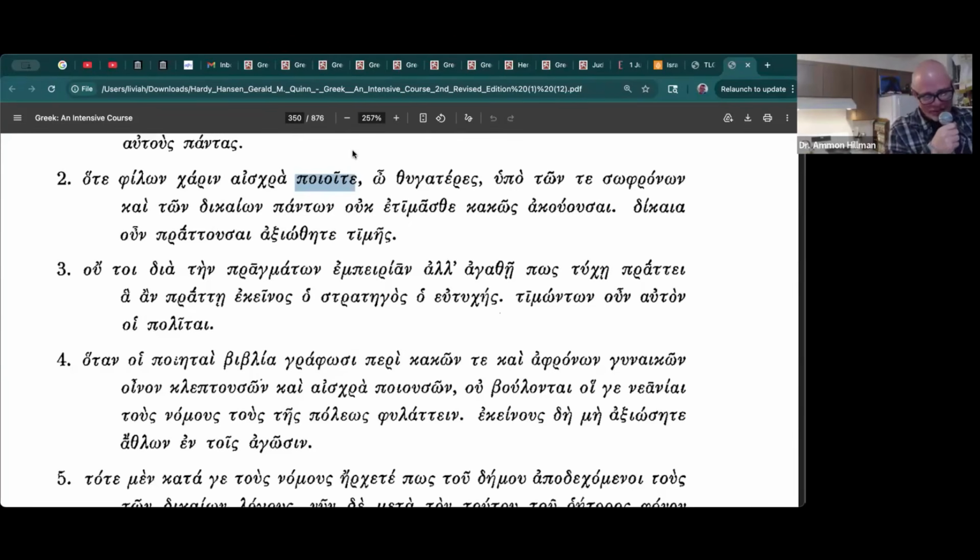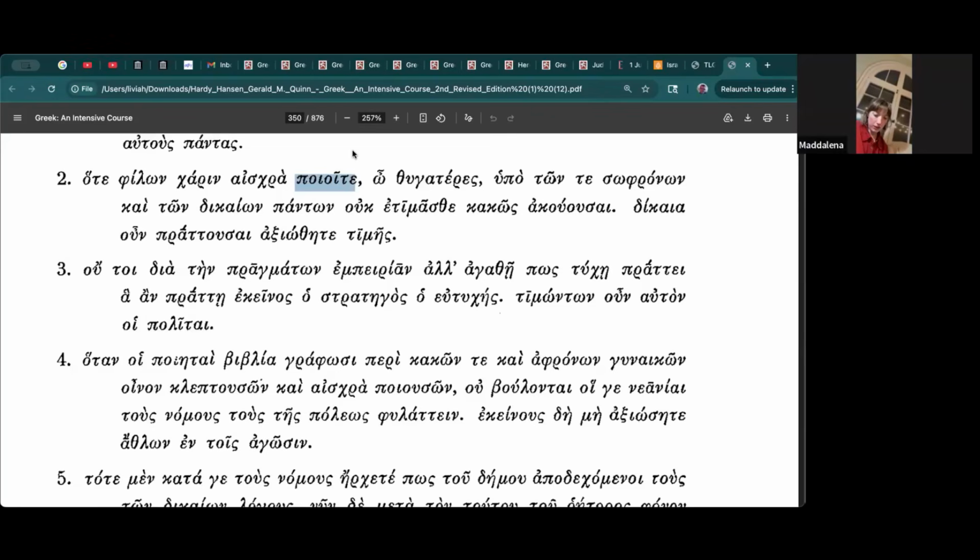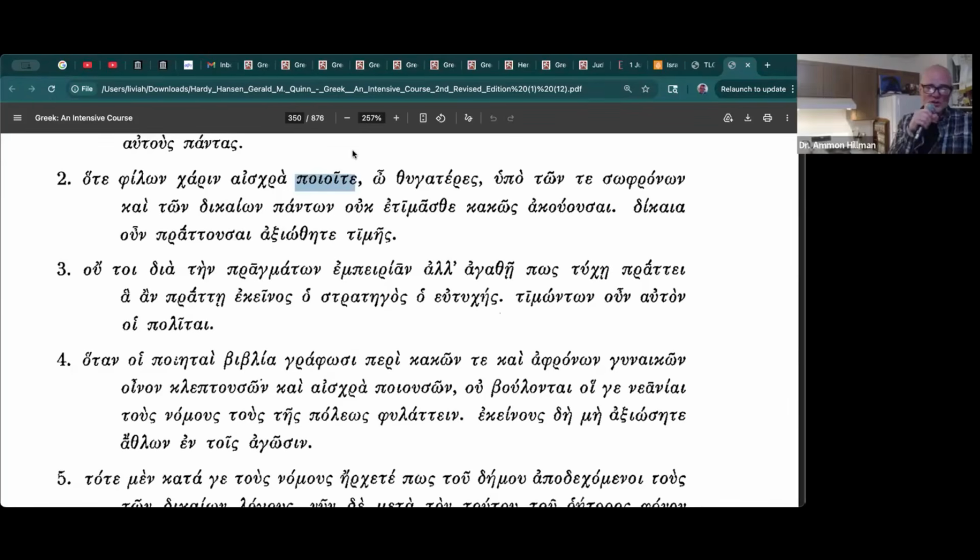What is the imperfect of etimaste? You were being honored, or you were honoring in the middle. Okay, let's just make it a passive: you were not being honored. Ouk etimaste. Oh yeah, I couldn't read my handwriting. Oh, good, so you probably got it before. Okay, good.